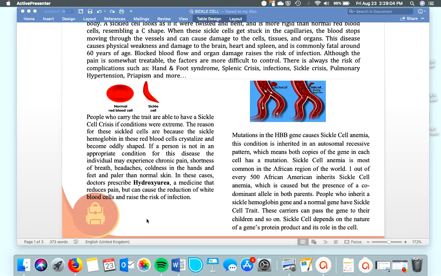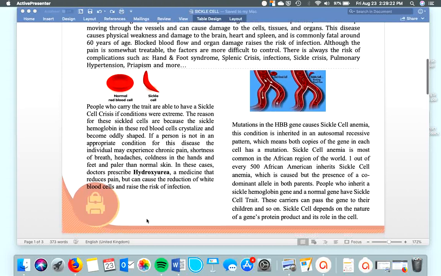A lot of times, doctors prescribe hydroxyurea. This is the only medication available that reduces pain and in this disease, but it can also reduce the white blood cells and raise the risk of infection.